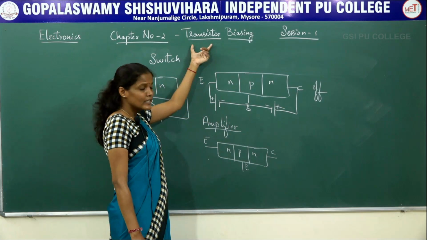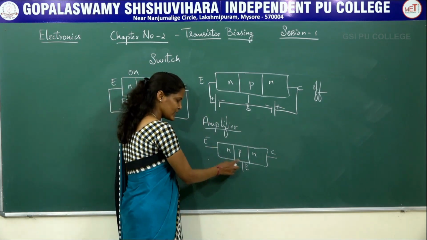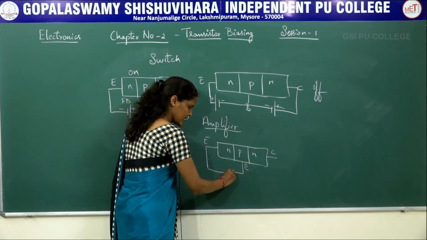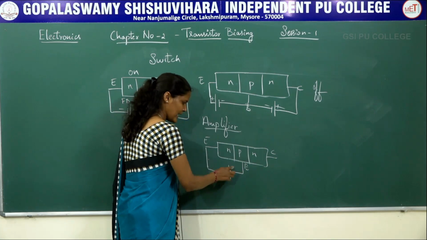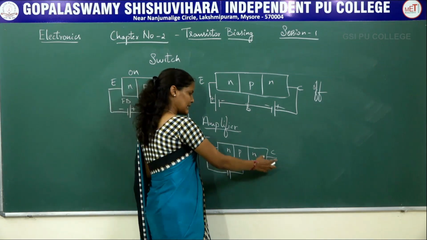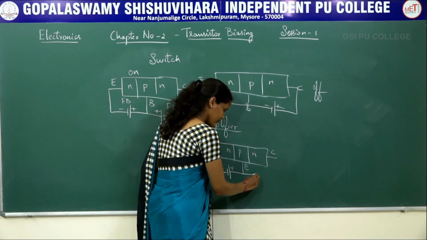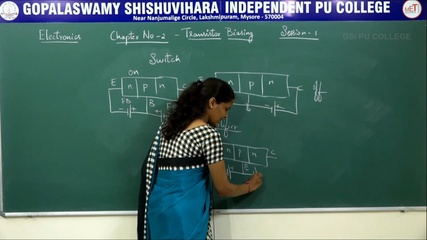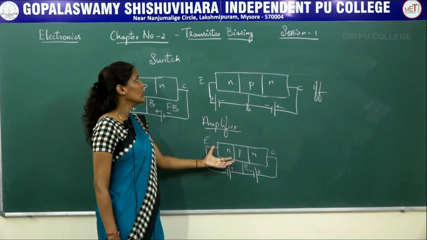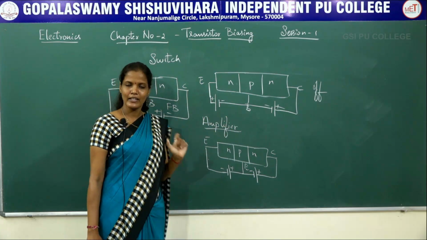So if I want this transistor to work as an amplifier, I have to connect this emitter base junction in the forward biasing condition. Forward bias means the P type is connected to the positive terminal of the battery, the N type is connected to the negative terminal of the battery, whereas the collector base junction must be reverse biased. Reverse biased means the P type is connected to negative, the N type is connected to the positive terminal. This circuit will help the transistor to work as an amplifier circuit.